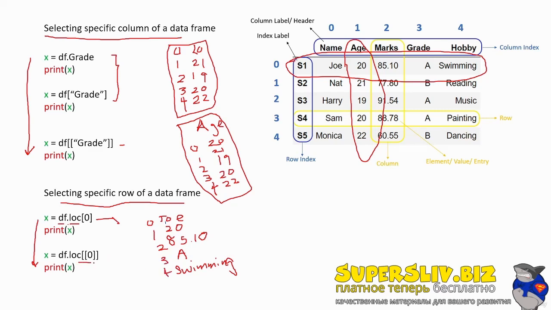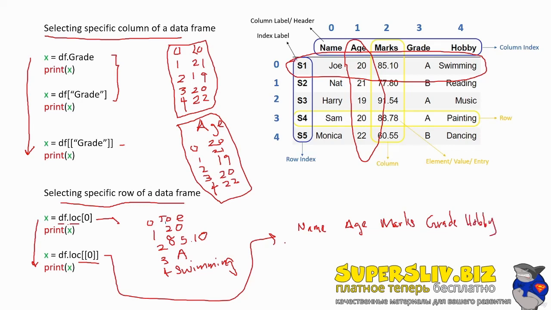Using double square brackets will return a pandas data frame. So the output of this command will look like this. Name, age, marks, grade, hobby. Then the index of the row, then the values. Joe, 20, 85.10, A, Sammy.